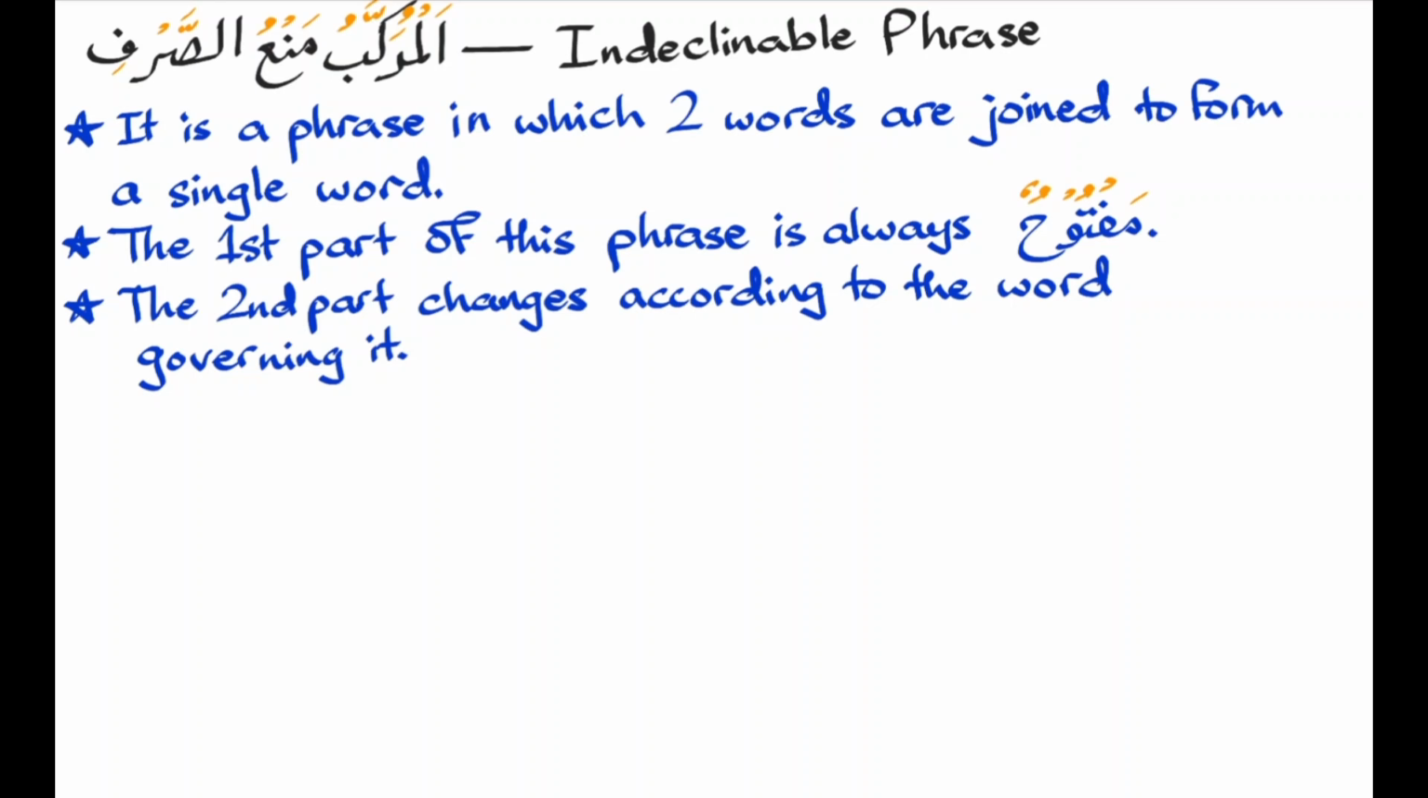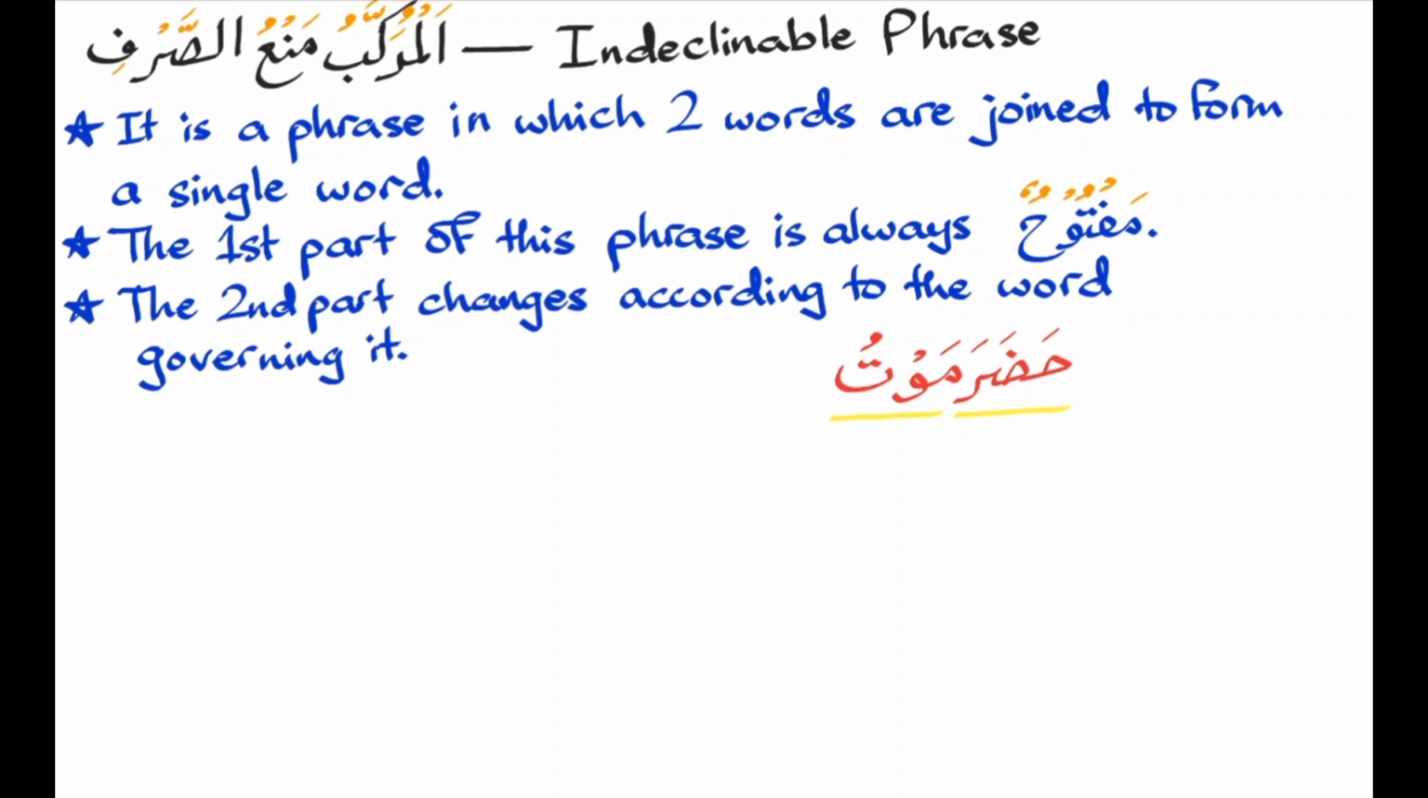An example of al-murakkab man'u al-sarf would be hadara maut. Hadara maut is actually a phrase in which two words are joined to form a single word. The first word here is hadara, the second one is maut. Hadara maut, by the way, is the name of a region in Yemen. And the first word hadara means it became present. Maut means death. So hadara maut means death became present.